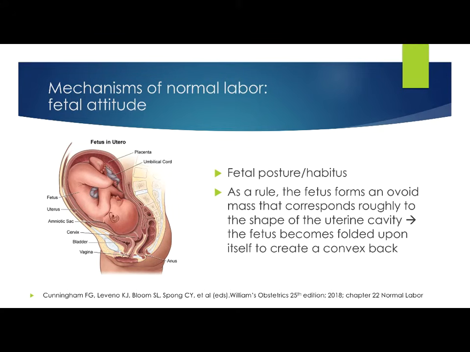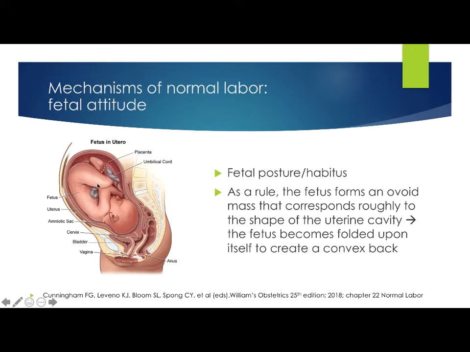The next concept is the fetal attitude. In the later months of pregnancy, the fetus assumes a characteristic posture described as fetal attitude or habitus. As a rule, the fetus forms an ovoid mass that corresponds roughly to the general shape of the uterine cavity as you see in this picture. So the fetus becomes folded upon itself to create a convex back. The head is sharply flexed as you can see in this picture, and the chin is almost in contact with the chest.